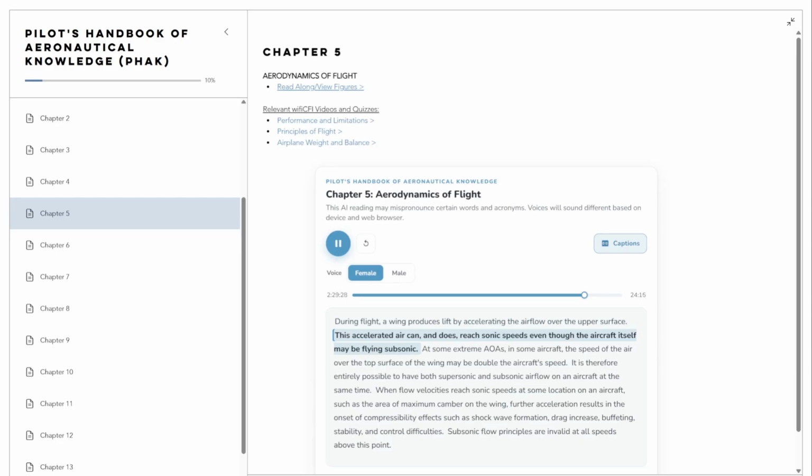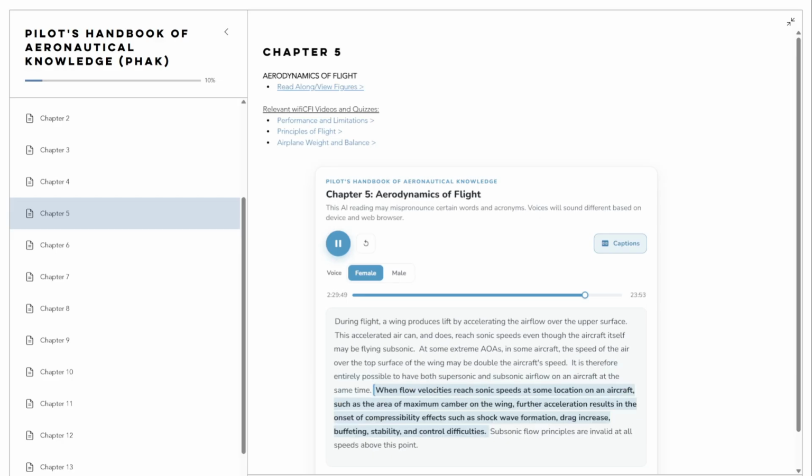This accelerated air can, and does, reach sonic speeds even though the aircraft itself may be flying subsonic. At some extreme AOAs, in some aircraft, the speed of the air over the top surface of the wing may be double the aircraft's speed. It is therefore entirely possible to have both supersonic and subsonic airflow on an aircraft at the same time.